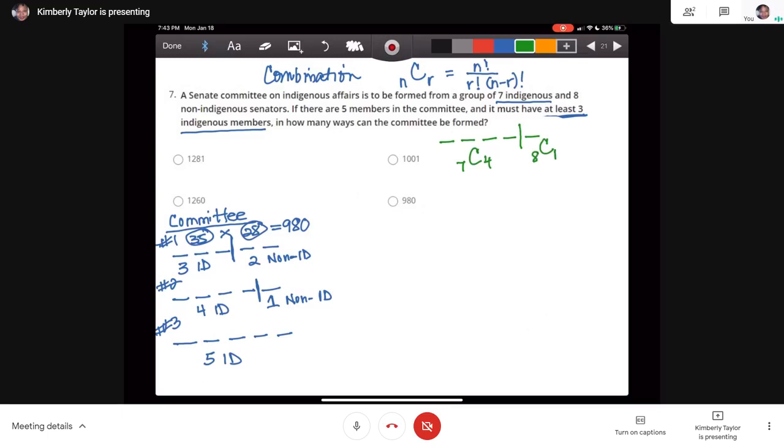So let's do our math. This combination of 7 and 4 means 7 factorial over 4 factorial times 7 minus 4 factorial. So this is going to be 7, 6, 5, 4, 3, 2, 1. And then we have 4, 3, 2, 1. And then this is 3 factorial here. So that's going to be, hold on.